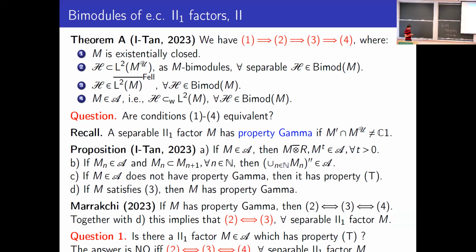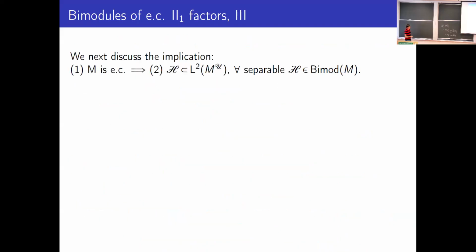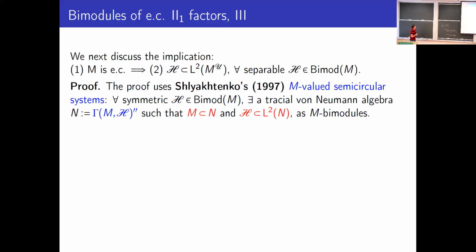All right, so as Chris was saying, let me go back to the implication between 1 and 2. This is the implication that if M is existentially closed, then any M bimodule is contained in the L2 space of the ultrapower of M. And I just want to say a couple of words about the proof. This is based on Shlachtenko's M-valued semicircular systems.